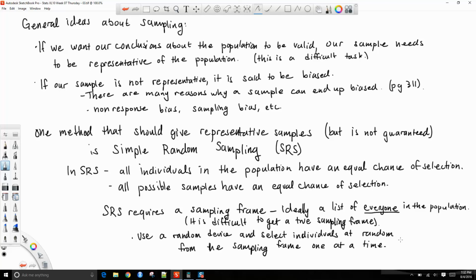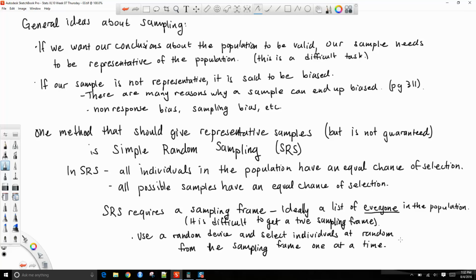So if you wanted a truly random sample, first you'd have to select all the mice and label them, put little tags on them, 1 through 20 or however many you have. So you number them 1 through 20. Then from that list of 1 through 20, you select 3 random numbers using a computer or some kind of random device.